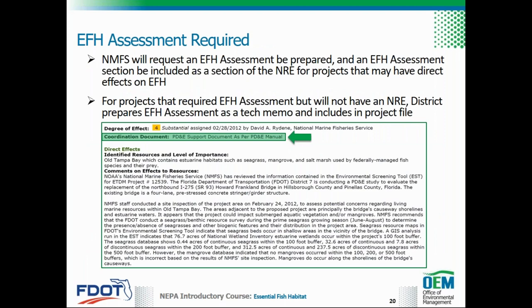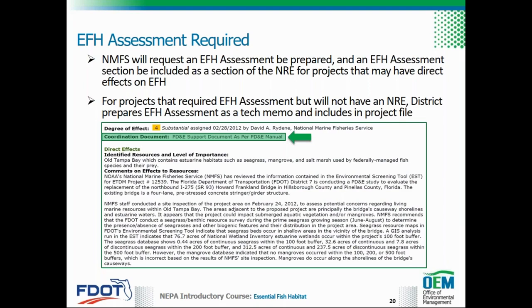If a project may adversely affect EFH, NMFS will request that an EFH assessment be prepared, as seen in this example. In this case, the request for an EFH assessment was made because the Howard Franklin Bridge Replacement PD&E project had the potential to impact submerged aquatic vegetation in Old Tampa Bay, including seagrass and shoreline mangroves. NMFS conducted a site inspection to confirm the existence of these resources prior to providing feedback on the project, and also requested that FDOT conduct a benthic resource survey to determine the presence, absence, and distribution of seagrasses and other benthic resources in the project area.